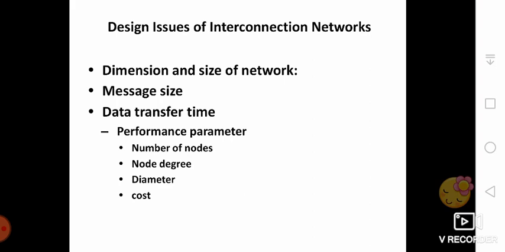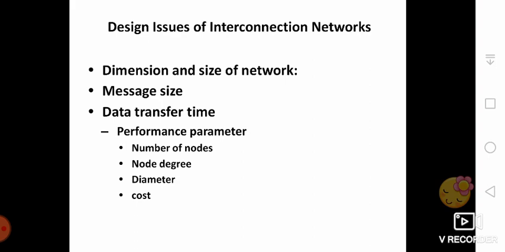Then message size, which depends on the amount of data that can be transferred in one unit of time. Data transfer time is the time taken for the message to reach another processor, and whether this time is a function of the link distance between two processors, or depends upon the number of nodes in between. Then startup time, which is the time for initiation of the process.